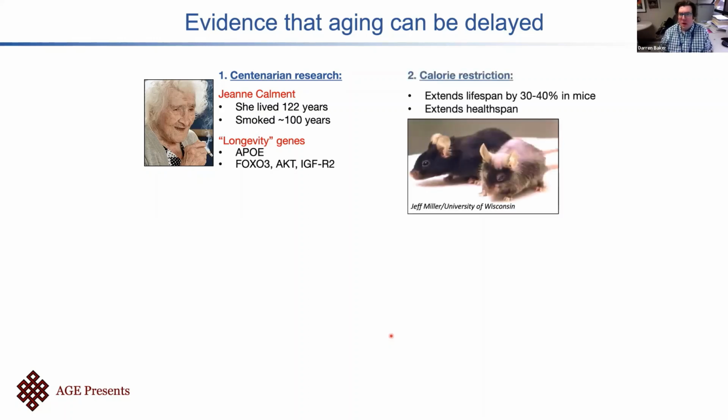Something that we've done in laboratory models for a long period of time is caloric restriction, where if we reduce the amount of caloric intake in laboratory mice or many other species, you can extend the lifespan. In mice, you can get about a 30 to 40% increase in lifespan. Not surprisingly, this increased lifespan is also accompanied by an extension of their health span, meaning the time they're exhibiting really no pathologies of age, living healthily.